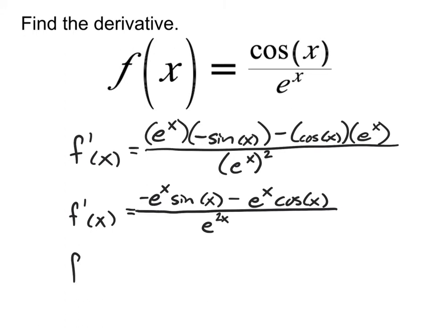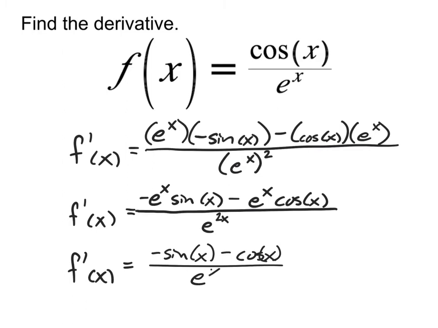Do you see how this can be simplified further? Nice, because you notice that in both the top and the bottom, in every term, I do have an e to the power of x. So yeah, I could cancel all those out. And so then this whole thing just becomes negative sine x minus cosine of x all over e to the x. Even better. All right, and then that's a great final answer right there.